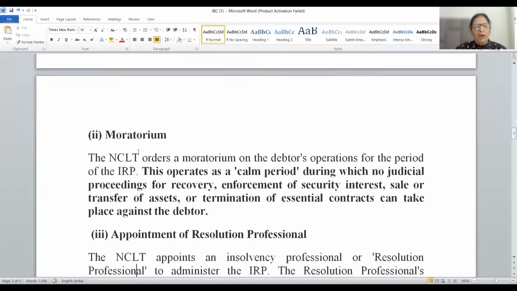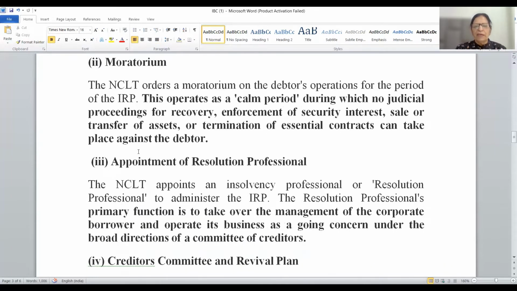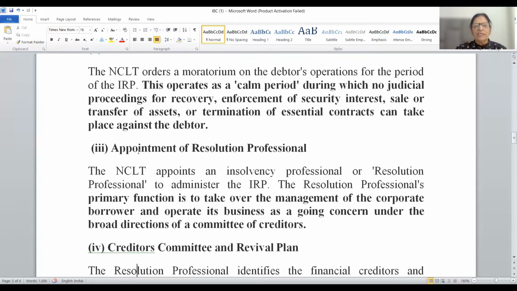Now coming to the third point, which is appointment of RP. RP is resolution professional. The NCLT appoints an IP or RP to administer the IRP. The resolution professional's primary function is to take over the management of the corporate borrower, that is a corporate debtor or the LLP in our case, and operate its business as a going concern under the broad directions of a committee of creditors, which is COC.